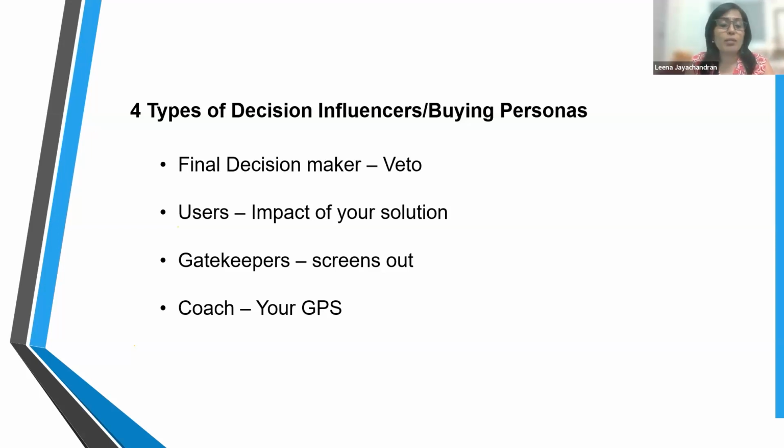We will keep our focus on the about 3. So there are 4 types of decision influencers in every sales opportunity you work with: a veto, user, gatekeeper, and of course a coach. Coach is your GPS who will guide you and help you work through that opportunity.